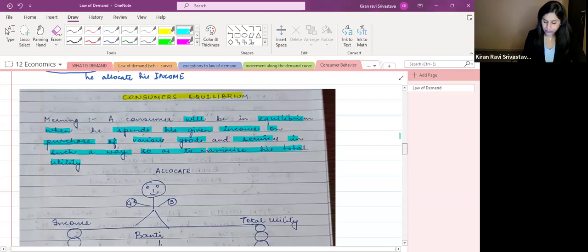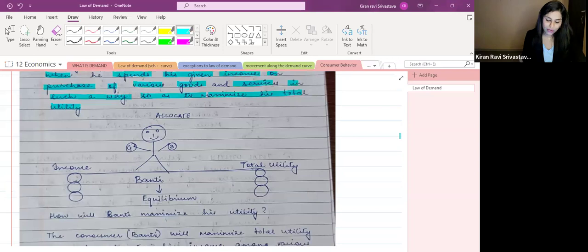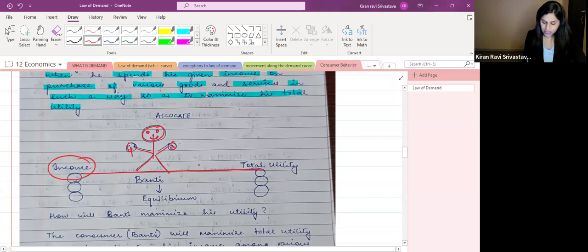I have tried to draw Bunty. Now you can see Bunty. Our Bunty is happy because he's earning income, and he wants to purchase goods and services. And Bunty is doing some balancing act. He's standing in the middle, and he wants to allocate his income in such a way that his total utility is maximum.